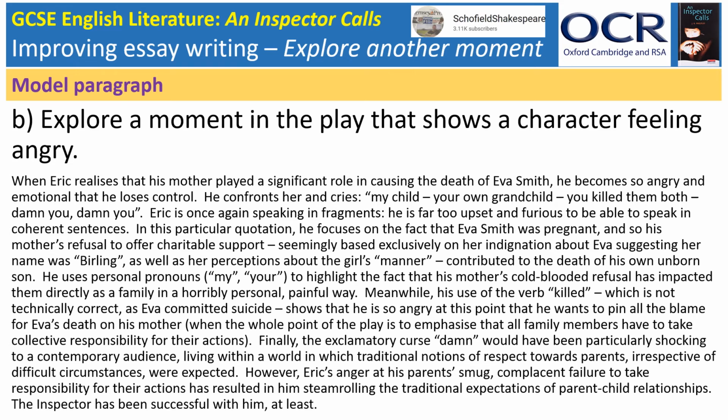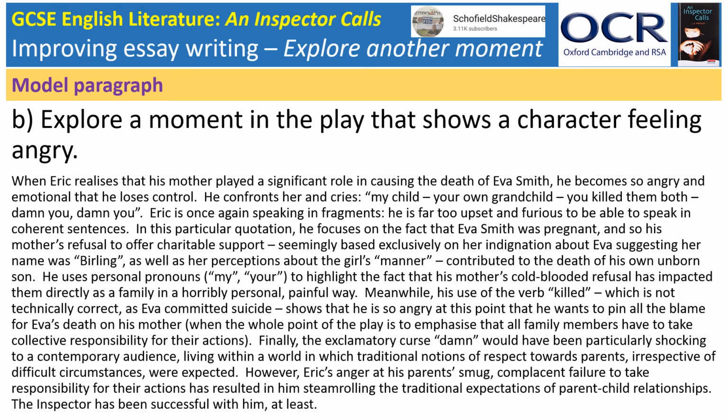Finally, the exclamatory curse "damn" would have been particularly shocking to a contemporary audience living within a world in which traditional notions of respect towards parents, irrespective of difficult circumstances, were expected. However, Eric's anger at his parents' smug, complacent failure to take responsibility for their actions has resulted in him steamrolling the traditional expectations of parent-child relationships. The inspector has been successful with him, at least.